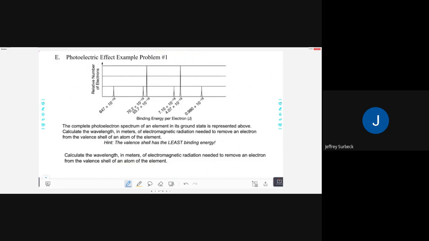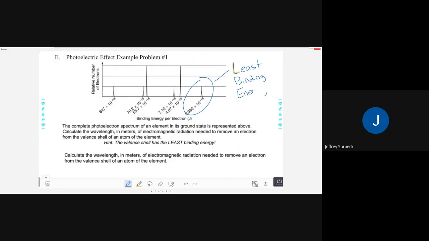This right here is the least binding energy.